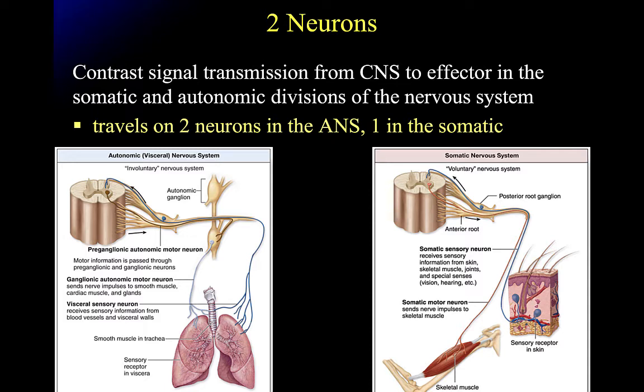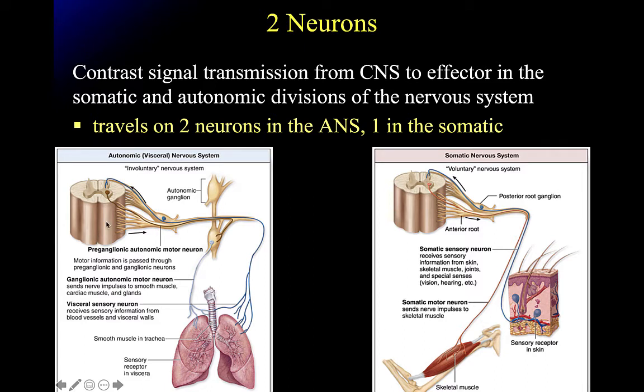Let's go ahead and begin with the somatic division on the right. We know that we're going to initiate this command from a cell body which is located in the anterior horn of the gray matter of the spinal cord. We're going to work our way out through the anterior root, remembering that the anterior root carries all of the motor commands and the posterior root the sensory information. And we travel on this same neuron all the way out to the skeletal muscle, which is our voluntary effector.